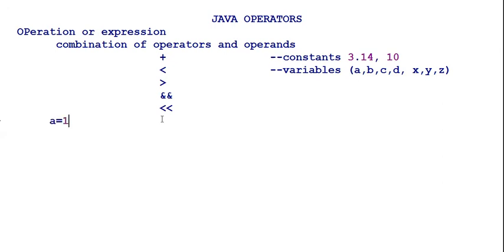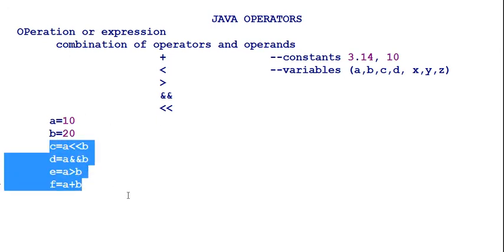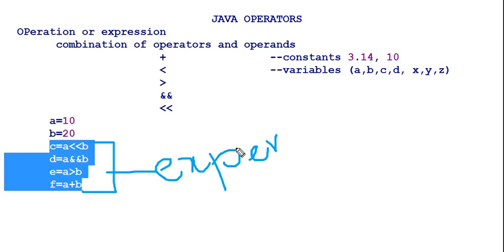If I give a value a equal to 10 and b equal to 20, we can evaluate c is equal to a left shift b, which is one expression. I can go for d is equal to a double ampersand b, which is another expression, e is equal to a greater than b, another expression, and f is equal to a plus b. All these are called expressions. An expression is formed by a set of operands and operators.